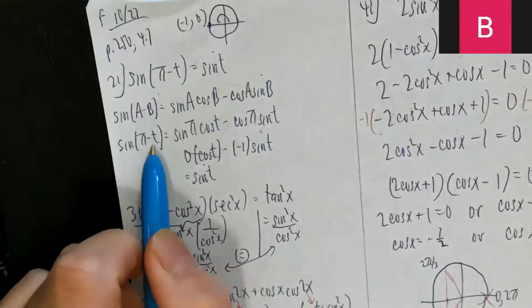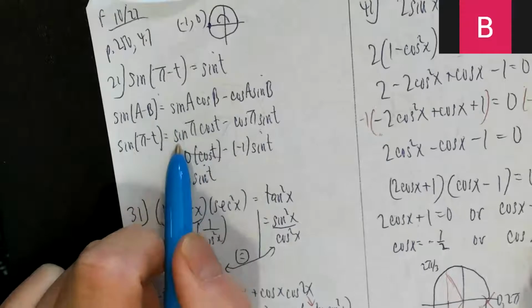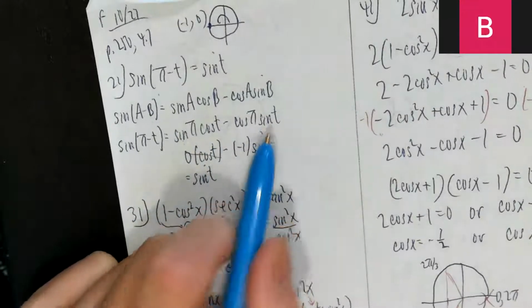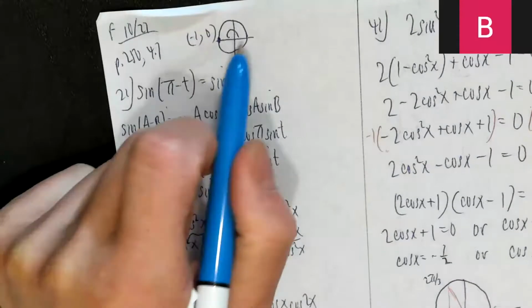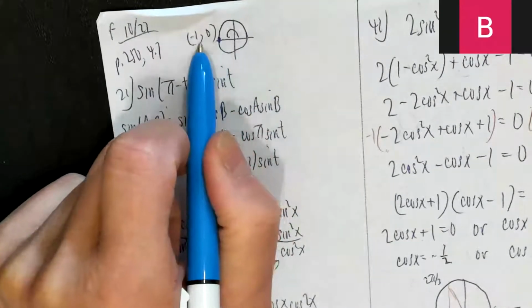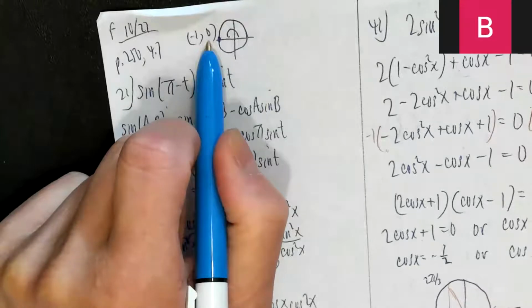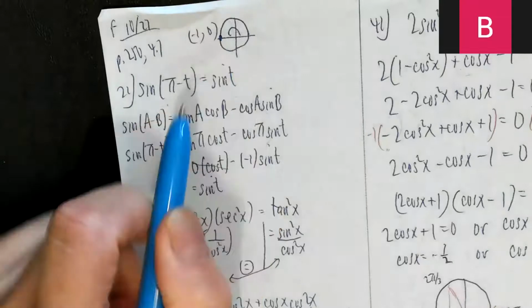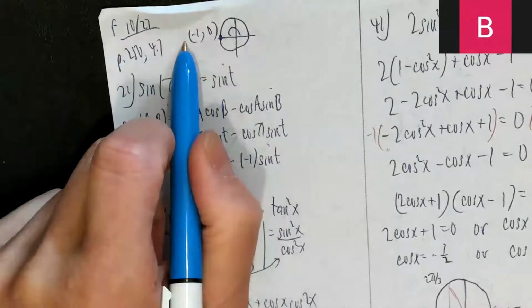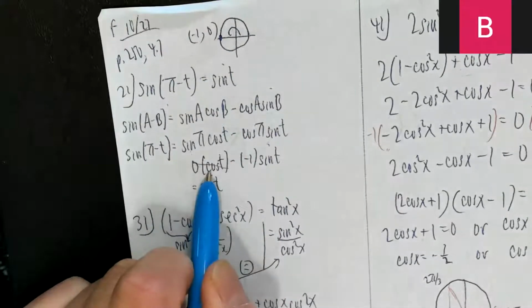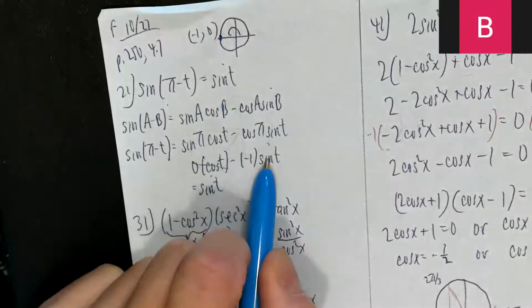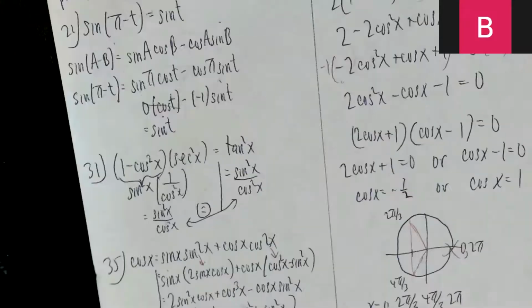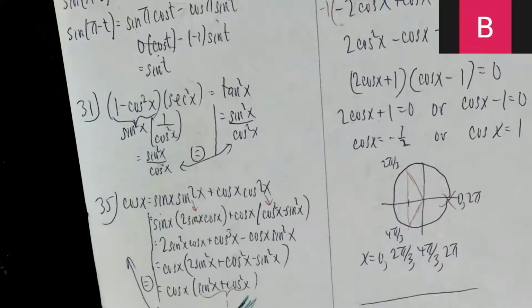So sine of pi minus t, using this formula, is sine of pi cosine t minus cosine pi sine of t. Pi radians is over here. The ordered pair is negative 1, 0. So that means the sine of pi is 0, the y coordinate. Cosine of pi is negative 1, the x coordinate. So I have 0 times cosine t minus negative 1 times sine of t. And that leaves me with sine of t. So it works. Okay, so that's that one.